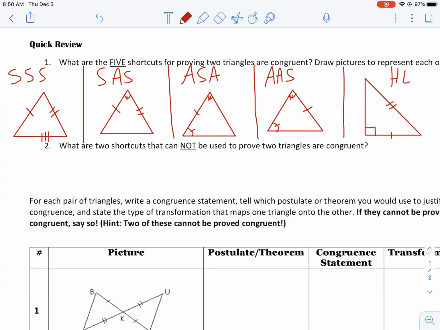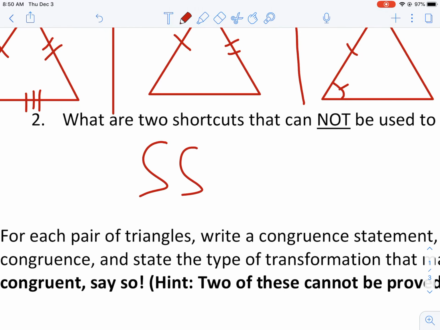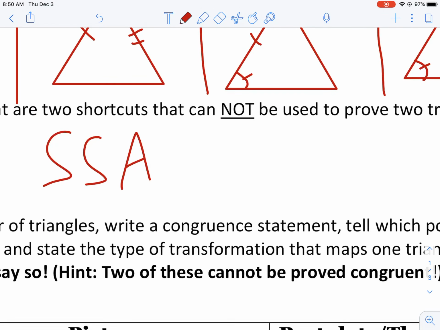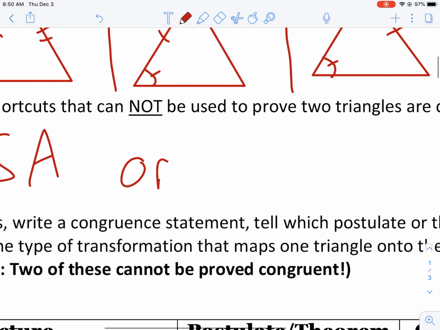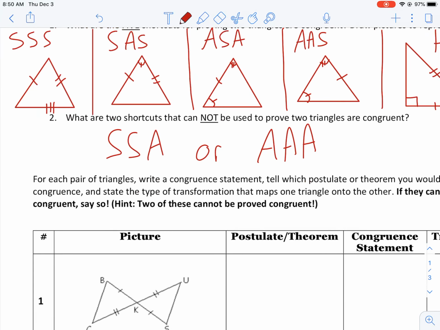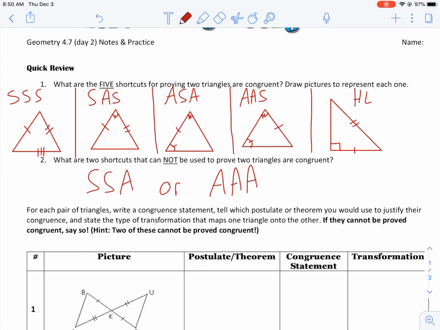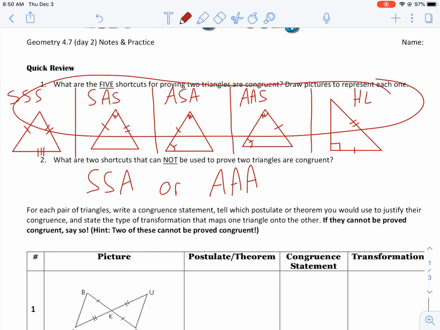What are 2 shortcuts that cannot be used to prove 2 triangles are congruent? The ones that you cannot use are SSA or AAA, right? So if you're trying to use one of these 2, you can't do it. You've got to say not congruent. These are the only 5 that you're allowed to use.